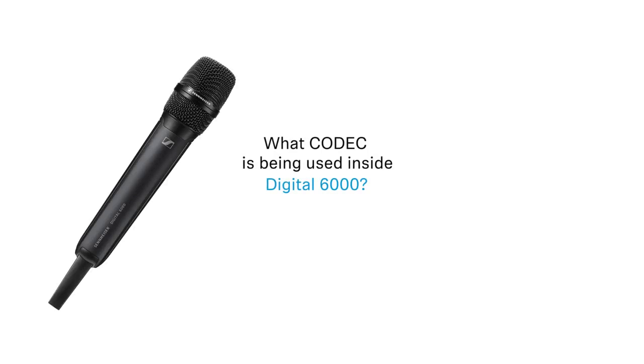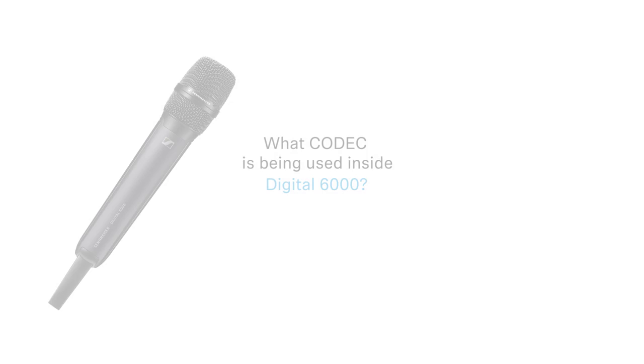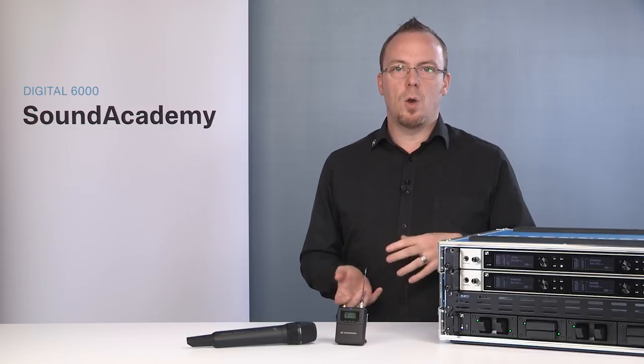What codec is being used inside Digital 6000? So what exactly are we talking about when we say we use a codec to reduce our data rate, yet keep the audio quality at an unmatched level? A codec is a piece of hardware and software that is used to encode and decode a data stream. The idea is to compress the data stream to reduce the transmission bandwidth.